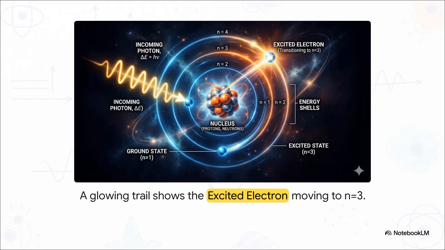You can see this literal glowing trail showing the electron leaving the inner shell and arriving at the n equals 3 rung. And here's the thing, this transition happens basically instantaneously. The electron doesn't smoothly glide through the empty space in between. One moment it's at n equals 1, and the very next it's at n equals 3. It hasn't just moved, it has leapt.